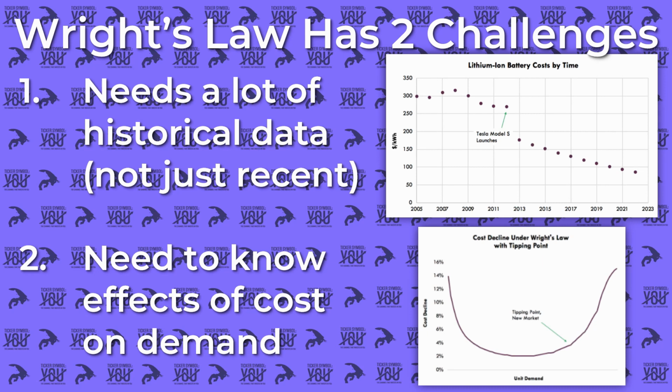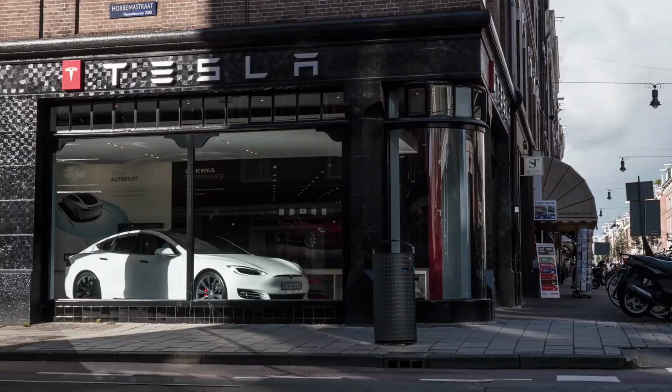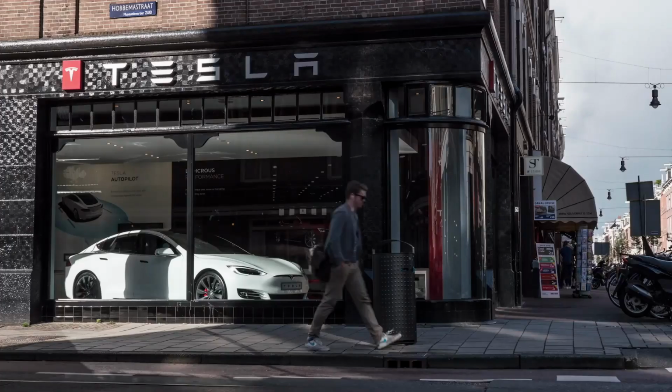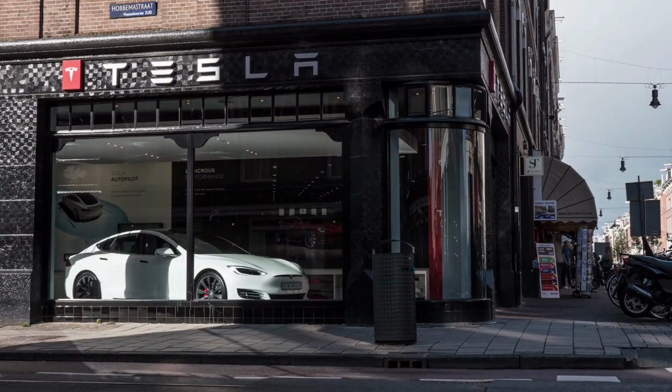The second challenge involved with Wright's Law is you need to understand how demand is affected by cost. For example, demand does not increase in a straight line as a function of cost. There's actually a tipping point. As your costs begin to decline, you increase your total addressable market. Think about if your favorite car was 25% cheaper. The amount of people who could afford it maybe almost doubles.